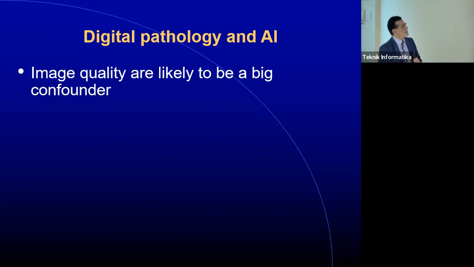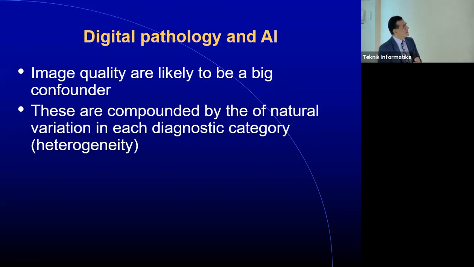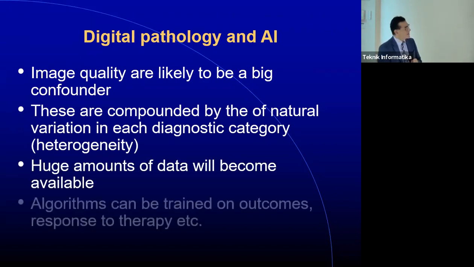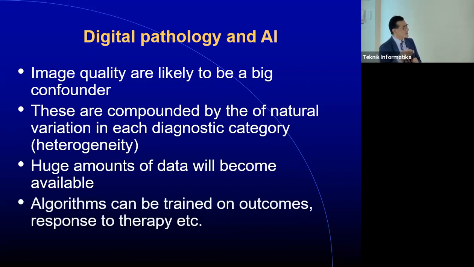Image quality. In terms of digital pathology and AI, image quality is going to be a big confounder. We have all these sources of variation which are going to affect the quality of your image and your analysis. It's compounded by natural variation, i.e. natural heterogeneity. But the good news is, huge amounts of data are becoming available, and we can use different tricks to produce some nice annotation.